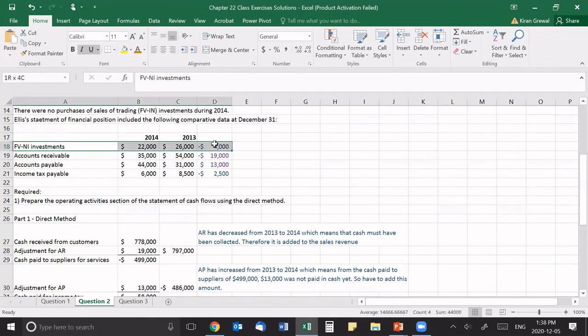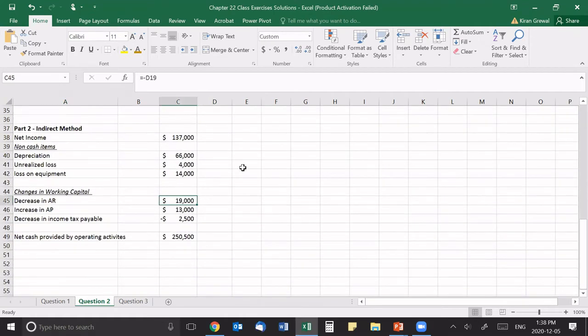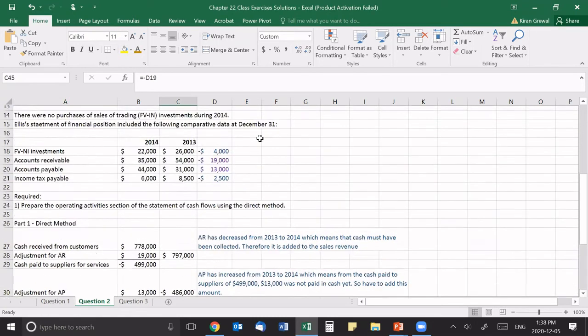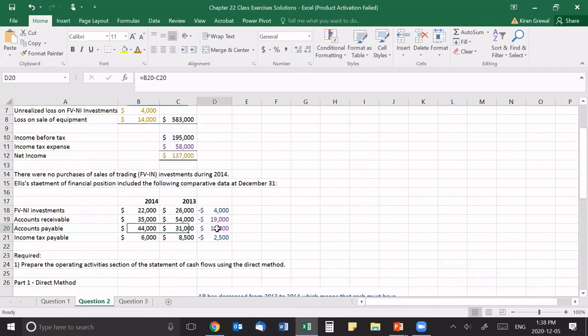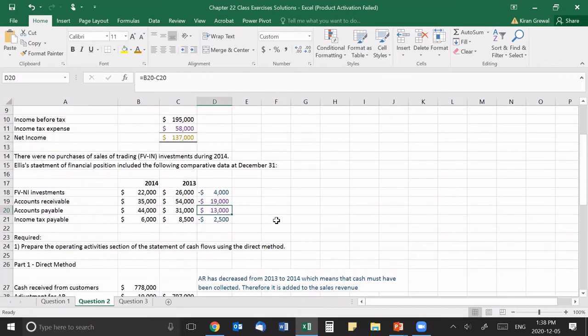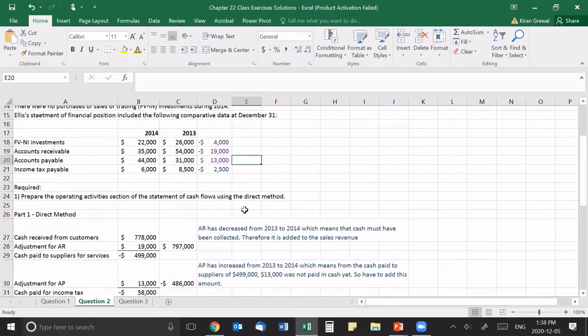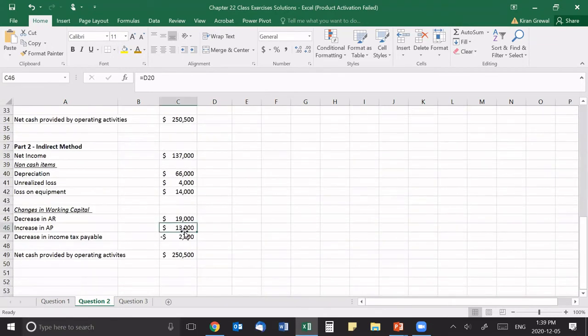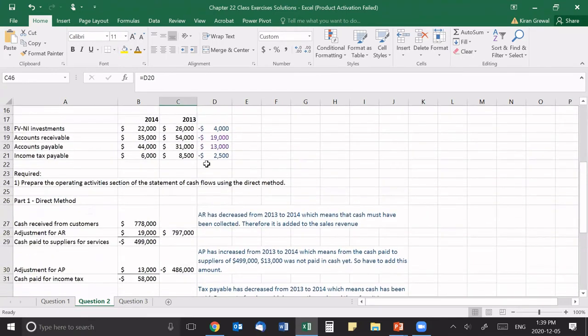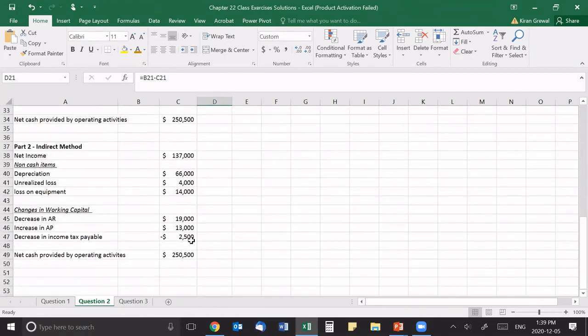Your fair value net income investments is non-cash, not part of the working capital. But we have our accounts receivable. Our accounts receivable went down. That means we got cash. So we're going to add our decrease in accounts receivable. Accounts payable went up, so that means we didn't pay cash. So we're going to add that amount, the 13,000. And then our income tax payable went down from prior year, which means that we paid some cash to bring down our payable amount. So we have to subtract the 2,500 from our cash flow.